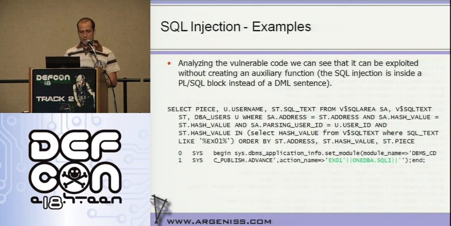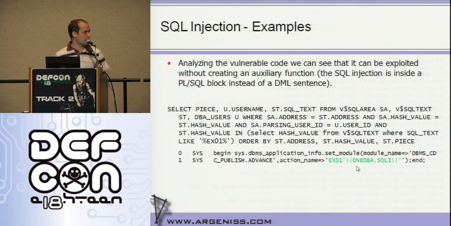Well, this is a further analysis of the SQL injection vulnerability that we just saw, to see if we can exploit it without the need of an auxiliary function. We don't have much time to go into detail, but here I select from the V$SQLTEXT table to see what SQL statements have been executed, from the SGA Oracle memory. So I see where exactly the vulnerability is.